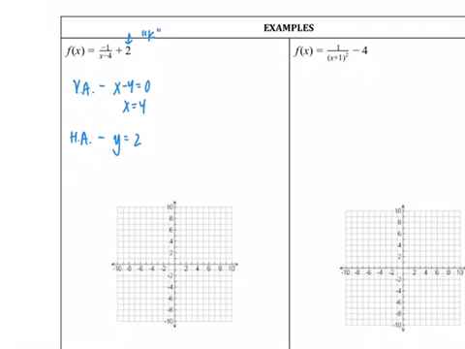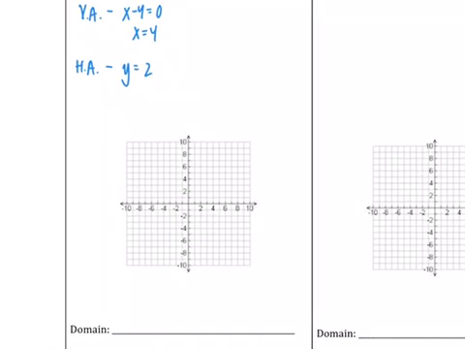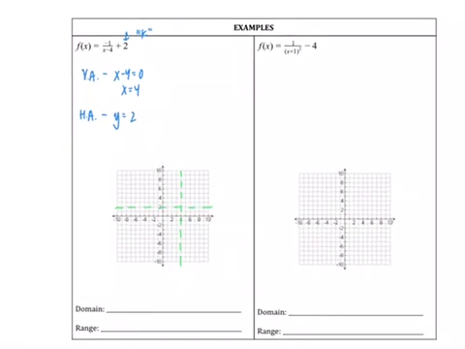And then I'm going to graph those asymptotes real quick. X equals 4, y equals 2, and then I'm going to plug in a point in each of the vertical sections. So I'm going to plug in 3 as my x value because it's 1 to the left of the vertical asymptote, and I'm going to plug in 5 because it's 1 to the right.